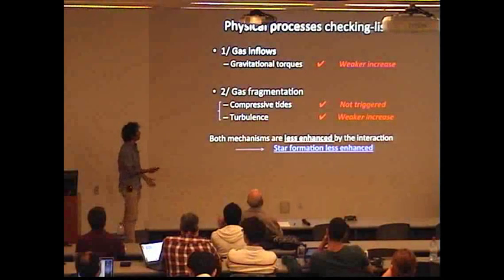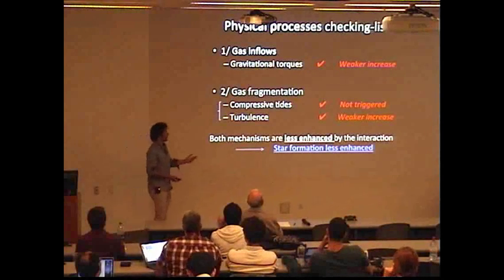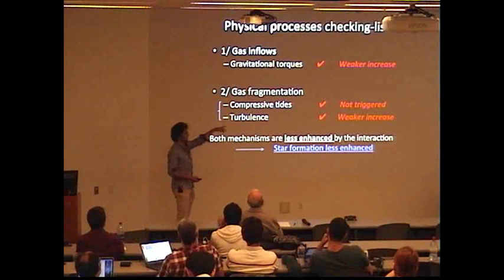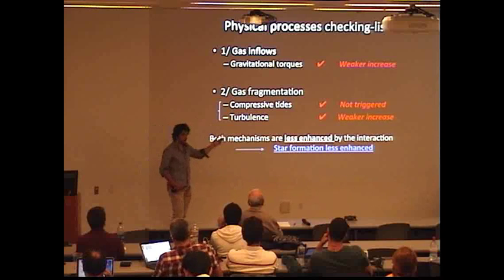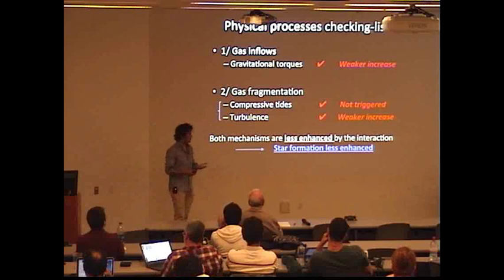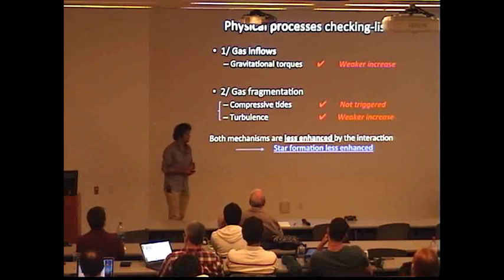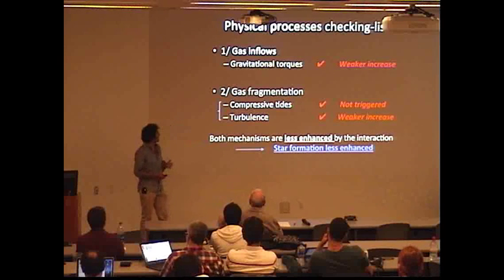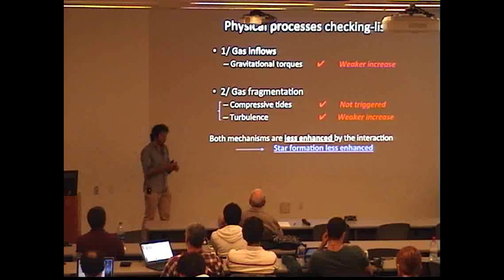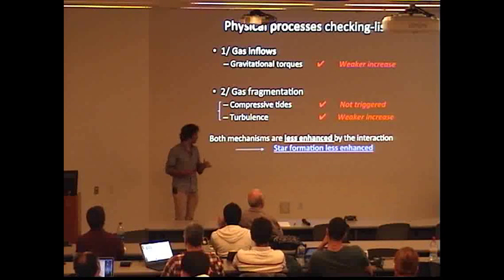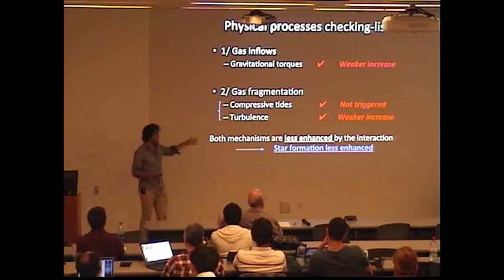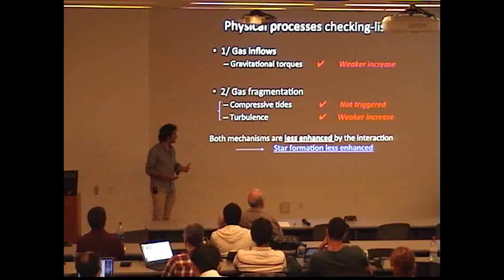All right, so now we're done with our checking list. I told you, and you have to believe me, and I'm going to show you later, that the gravitational torques show a weaker increase. So you have less gas, it means the increase in gas inflows is weaker. And for gas fragmentation, you do not trigger compressive tides, and you have a weaker increase of turbulence inside your simulation. So both mechanisms are less enhanced by the interaction. When you have a high gas fraction, the star formation is less enhanced.